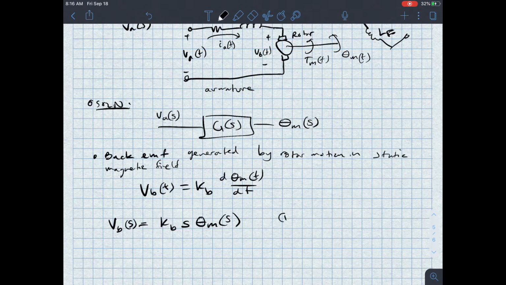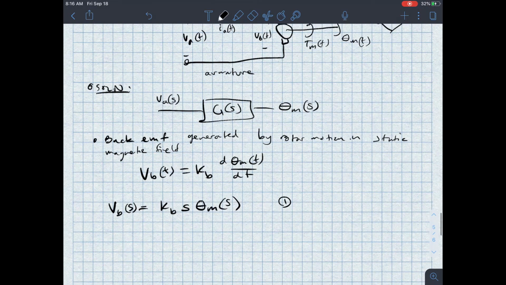I'm going to call this equation 1. I'm going to circle back to use it later. I found this just by taking the Laplace transform. Because I'm finding a transfer function, I know that there are zero initial conditions, so the derivative of a function converted to the Laplace domain is just S times the Laplace version of that function.